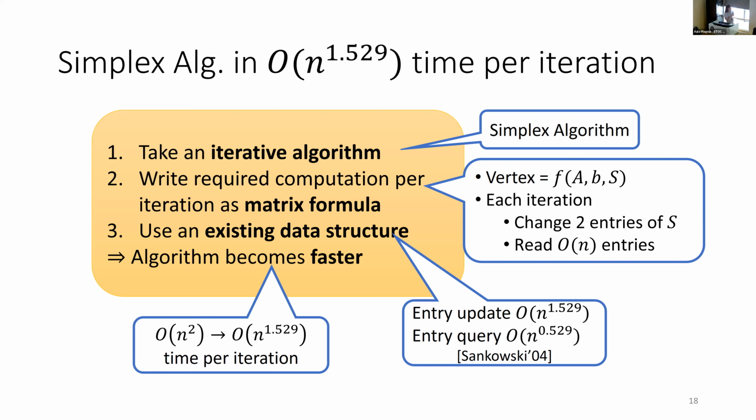So I'm assuming that n is the largest dimension that occurs anywhere. So that would be the number of constraints in this case.